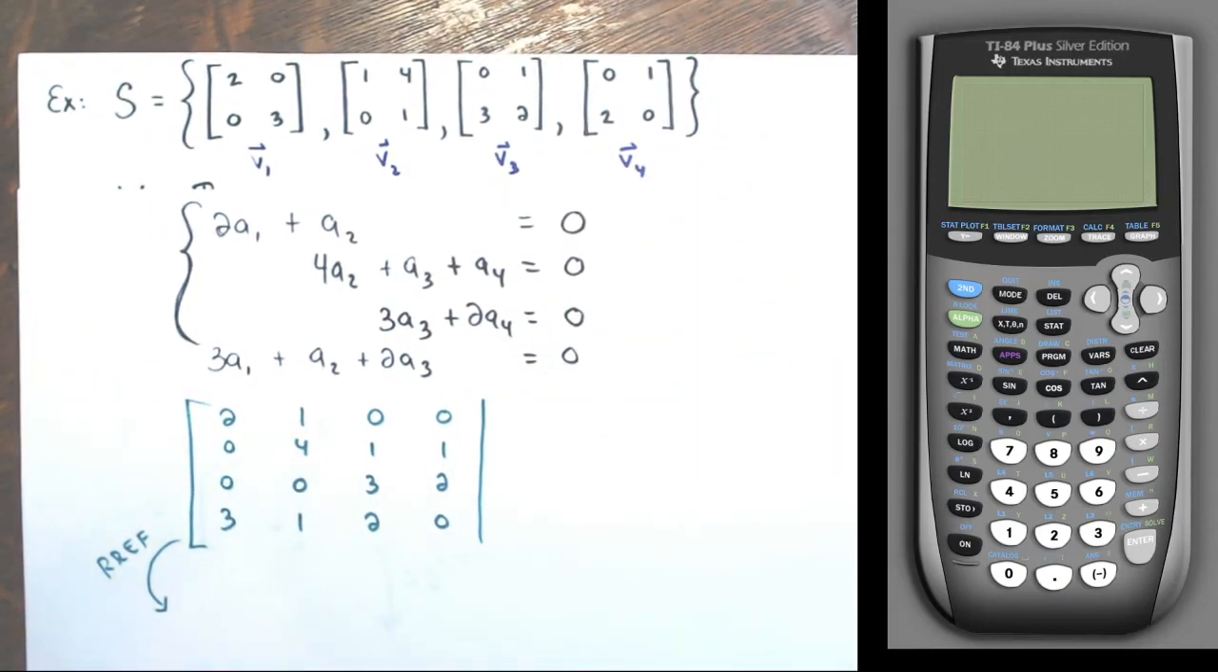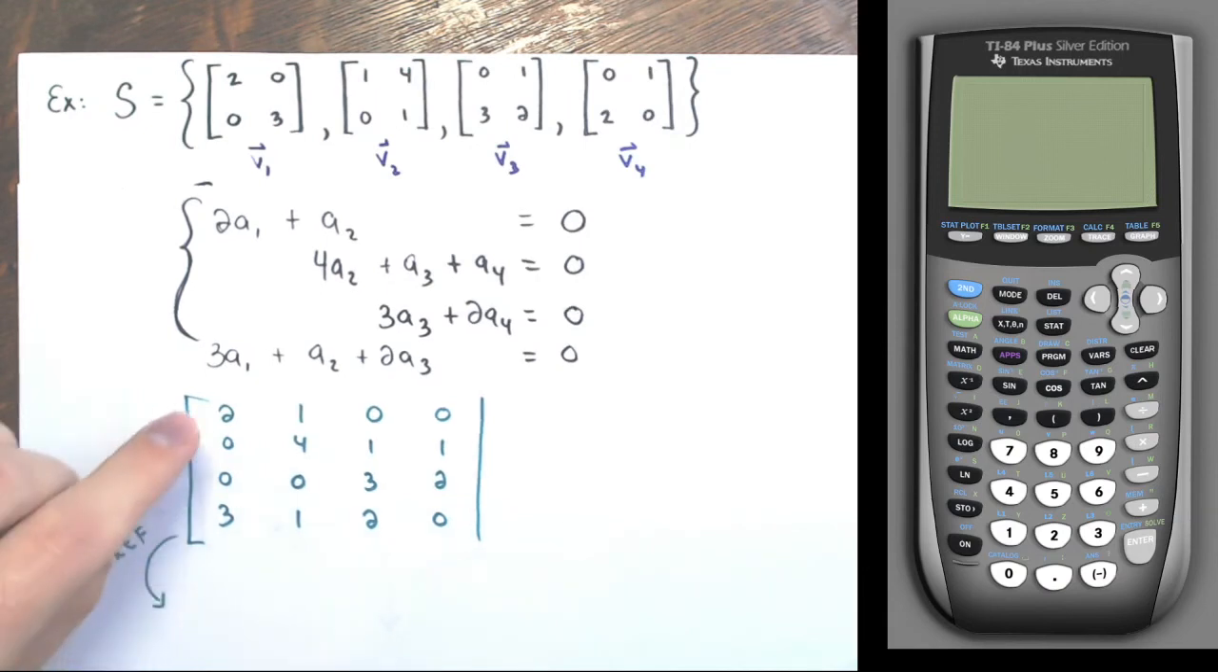Remember how before with the polynomials, the first column had the coefficients related to the first vector. The second column of the coefficient matrix in the system was related to the second vector. The third column was related to the third vector in the set. The fourth column was related to the fourth vector, and so on, just like with Euclidean space. Each column of the coefficient matrix was a vector from the set S.